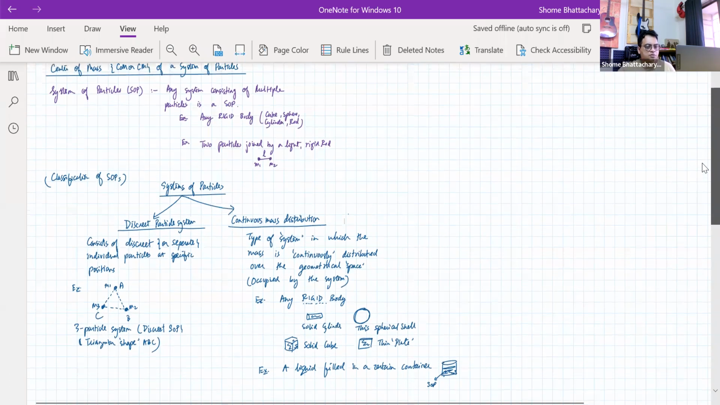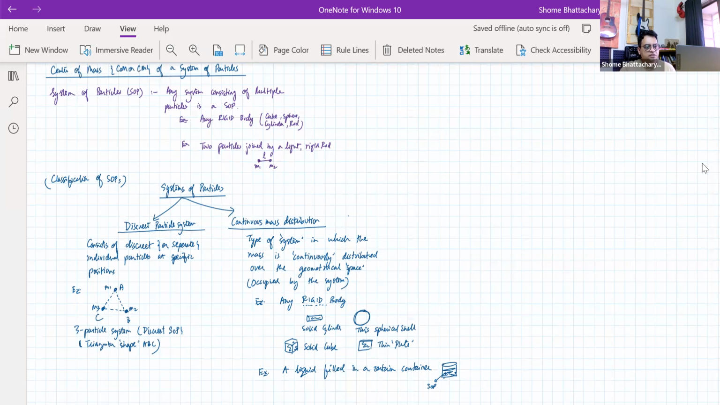Okay, so we haven't come to the center of mass definition yet. We started with understanding the definition of system of particles and then the classification of a system of particles into either what we call a discrete particle system, consisting of discrete or separate or individual particles, versus a continuous mass distribution where the mass is not lumped into individual particles but is continuously distributed over a certain geometry.